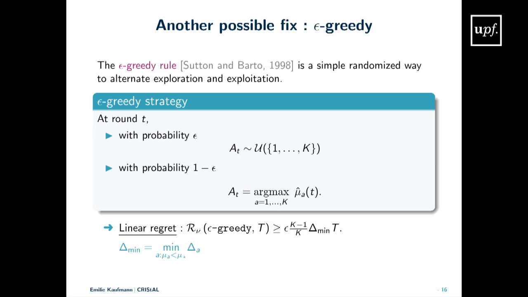Actually, it's easy to convince yourself that with a constant epsilon, you have a constant probability to pick a suboptimal arm. And therefore, you will also have a constant, a linear regret. Where here, d min is the smallest gap in the bandit problem.